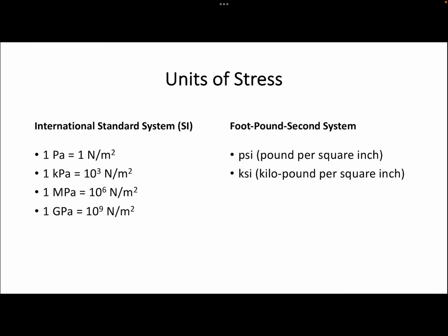Now let us talk about the unit of stress. As you may already realize from the definition of stress, its units are similar to those of pressure. In the international standard system, its typical units are pascal, kilopascal, megapascal, or gigapascal. In the US customary system, stress is usually measured in psi, which stands for pound per square inch, or ksi, which is kilopound per square inch. Please note that this is not an exhaustive list, so you might see something like kilonewton per square centimeter or kilopound per square foot.